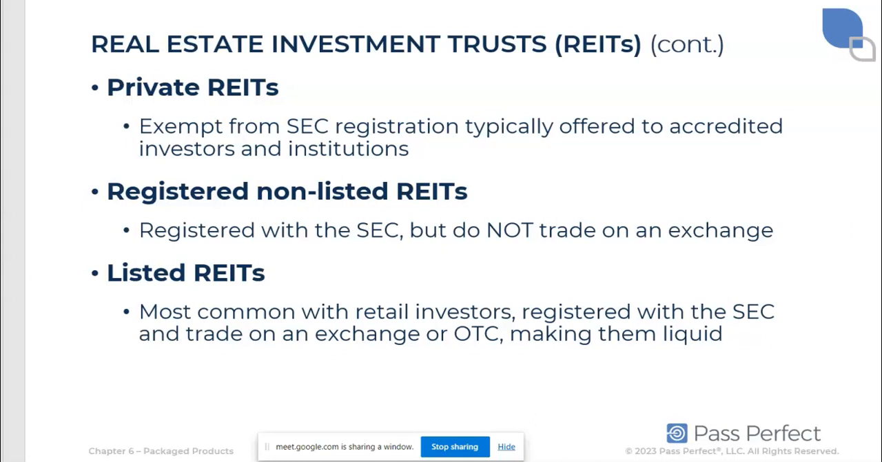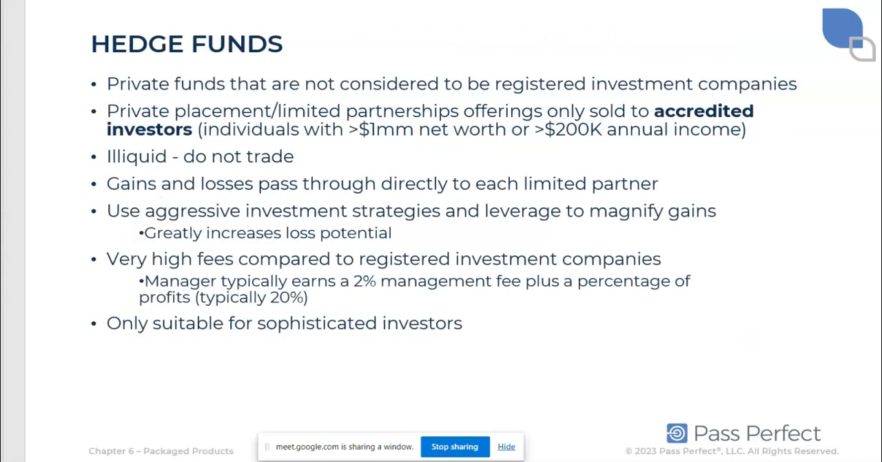Some of them are registered with the SEC, but they don't trade or get listed on the stock exchange. They might be over the counter, which makes them a little less liquid, making them harder to buy or sell sometimes. Most common, of course, are listed REITs that are traded on a stock exchange. Because they're on a stock exchange, they're highly liquid, which means they're very easy to buy or sell. Just pick up the phone or click a mouse, and you can buy or sell them easily.